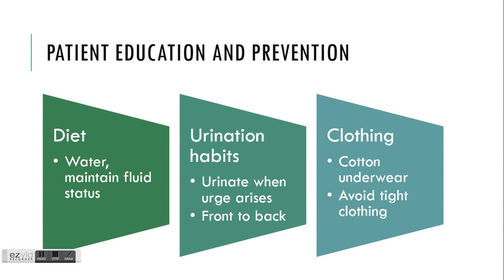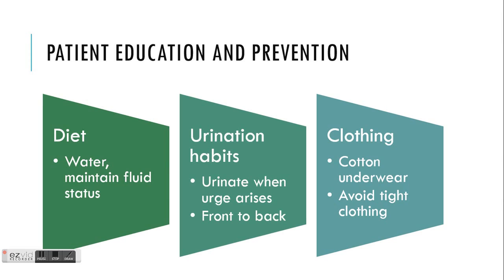Patient education and prevention. What we see here, some things that we need to make sure that we're educating our patients on when they have pyelonephritis, and also to help them prevent pyelonephritis, especially our at-risk patients, would be diet. We need to make sure that we're encouraging water and maintaining fluid status. Again, we need to tell our patients that things like Coke and tea and things like that don't really count as water. They need to have the good old water stuff. So that would be important.